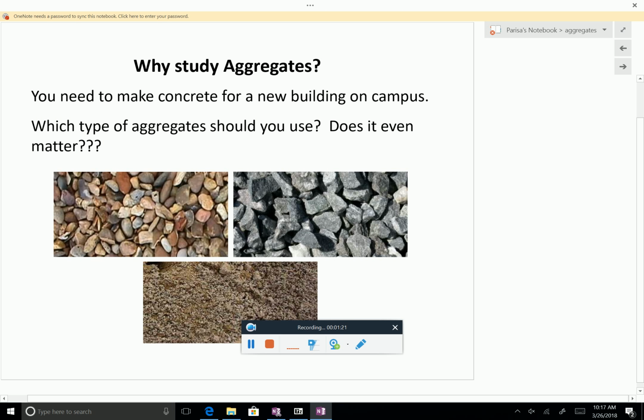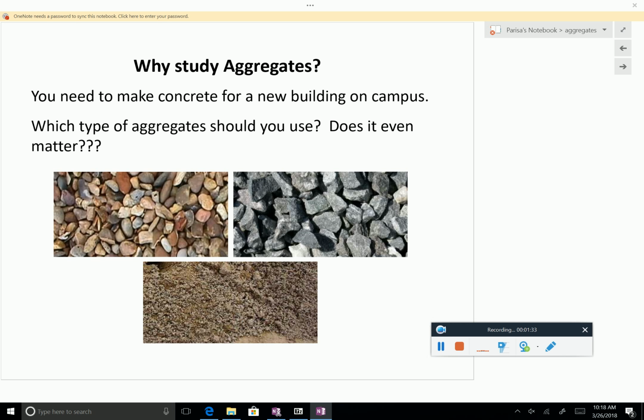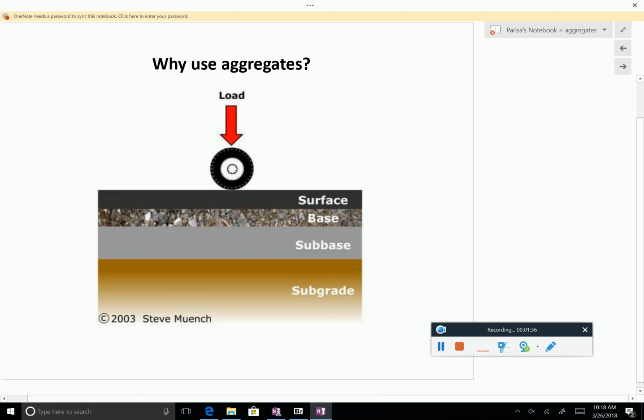So what we need to find out is, for example, can we use any type of aggregates for any application? How would we choose? What properties of aggregates matter the most? Someone may say, well, in pavements, why do we use aggregates? Why don't we just use asphalt concrete all the way?